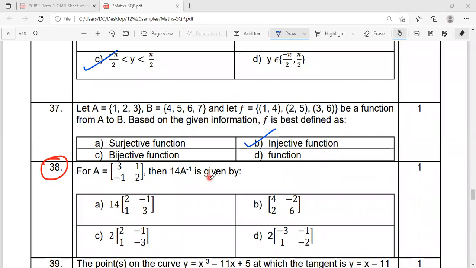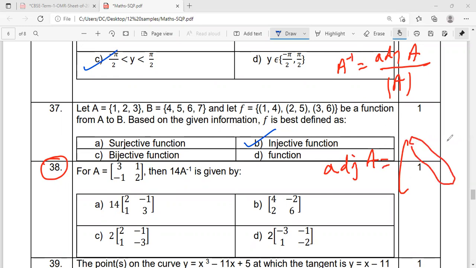Now, this 14A inverse he's talking about, again, he's talking about first A inverse. We know A inverse is equal to adjoint of A divided by determinant of A. That's what we learned. Now, to find adjoint of A of the 2 into 2 matrix, we interchange this column and change the sign of this column. So adjoint of A is 2 here, 3 here, and sign change means 1, minus 1. So this is adjoint of A.